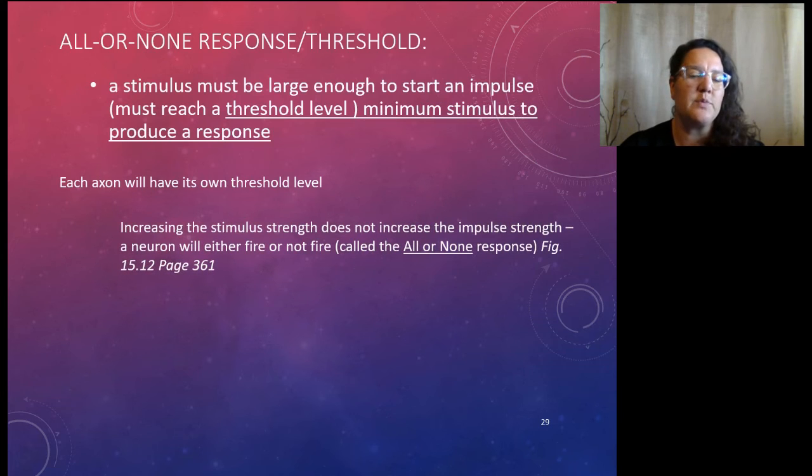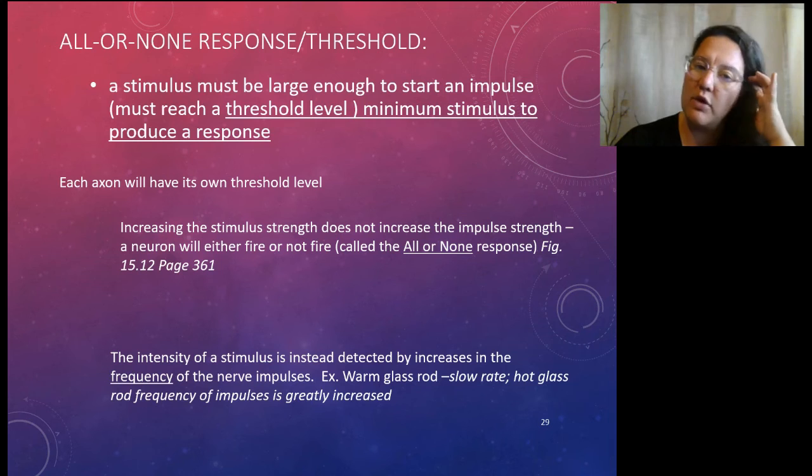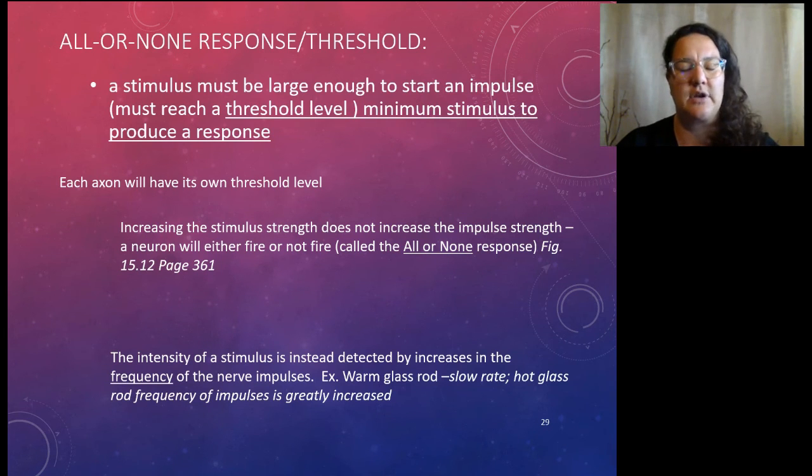When we look at a nerve impulse, we typically have an all or none response threshold. So a stimulus must be large enough to start an impulse. It must reach the threshold level, or the minimum stimulus to produce a response. And every axon is going to have its own threshold level, and it's going to be unique to that axon. Increasing the stimulus strength does not increase the impulse strength. A neuron will either fire or not fire. So this is an all or none response. So once that threshold level is reached, that nerve will send an impulse. If the threshold level is not reached, no nerve impulse is sent.